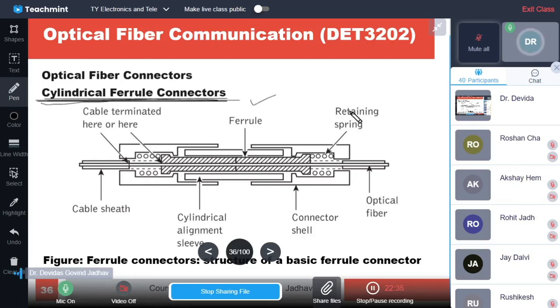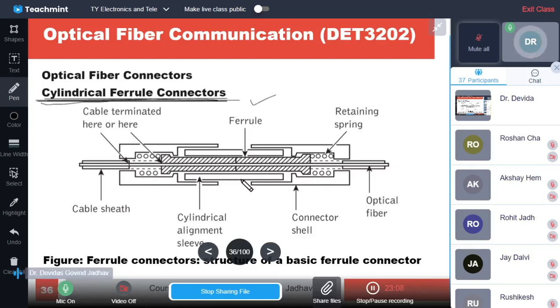So these are the ferrules, and these are the retaining springs to hold the connector. These springs are generating sufficient or suitable force to hold this fiber, so that the connection is maintained, so that the alignment is maintained, and the disconnection is avoided, and also it provides strength to the joint. These springs are providing the strength by holding this.